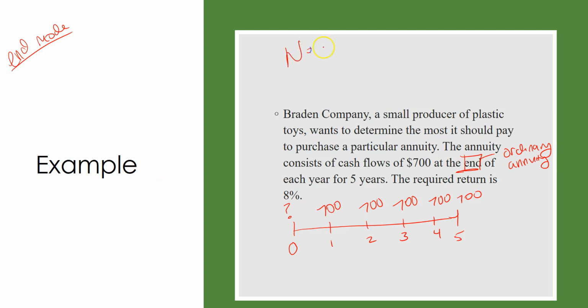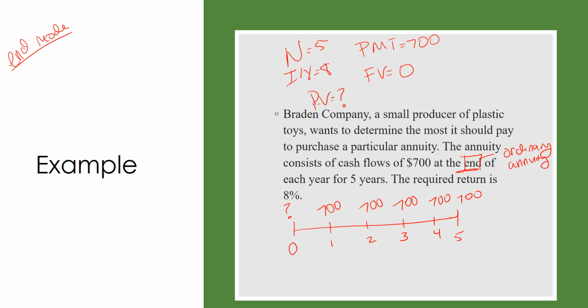We know that N is 5. Our rate is 8%. Our payment, equal, periodic, and finite, is $700. We're wanting to solve for present value, and our future value is 0.